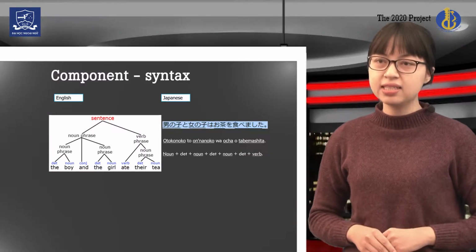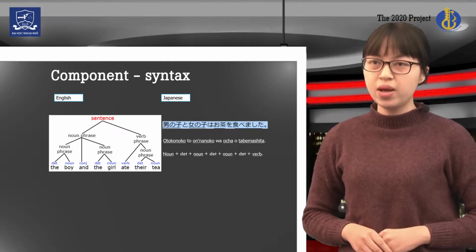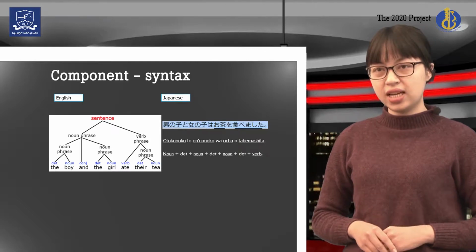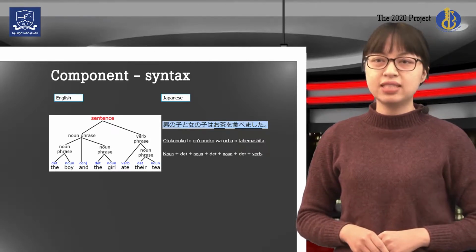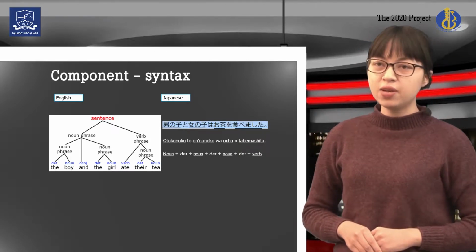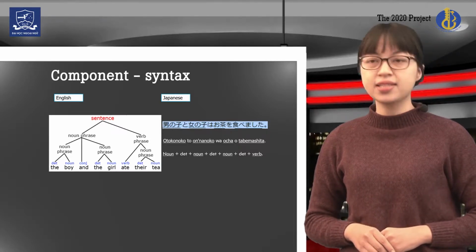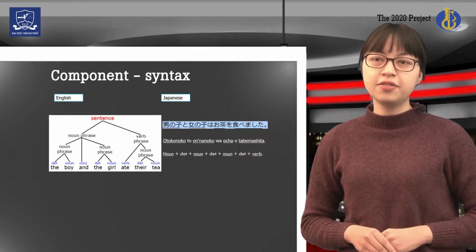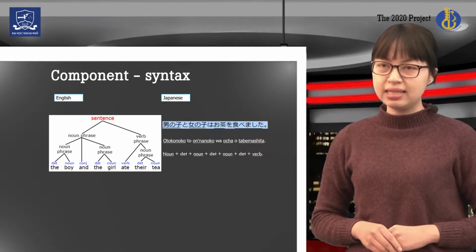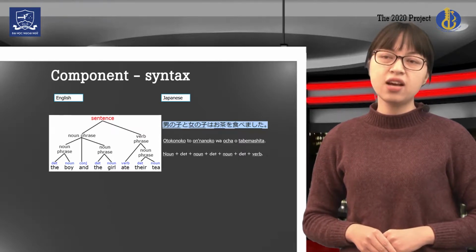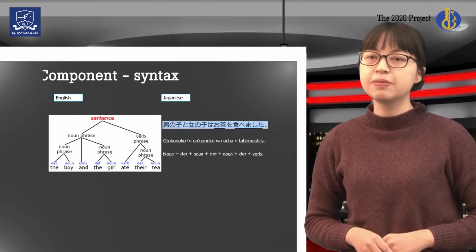However, in Japanese, the noun "otokonoko" precedes the determiner "to," and the verb "tabemashita" is put at the end of a sentence. Every language has a set of grammatical rules that governs the sequencing of words. Mastery of another language means knowing those grammatical rules in addition to building a stock of vocabulary.